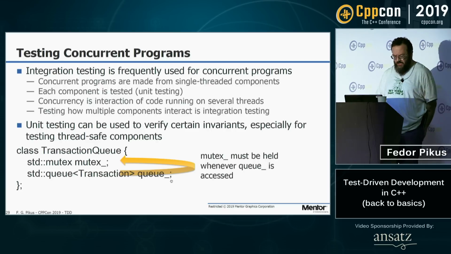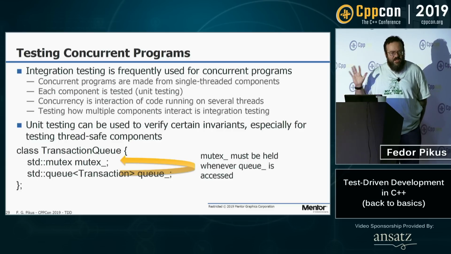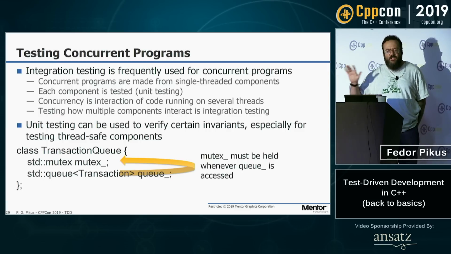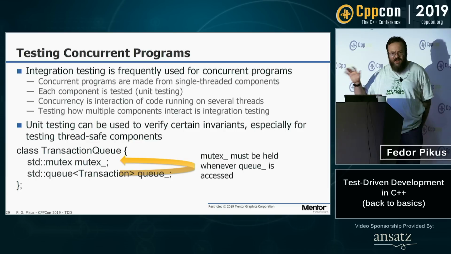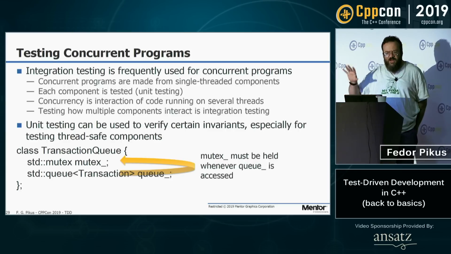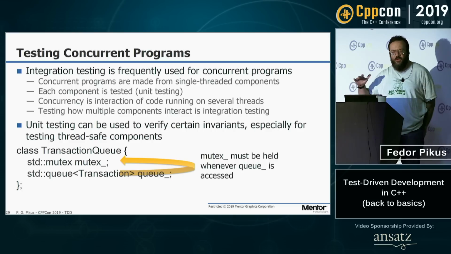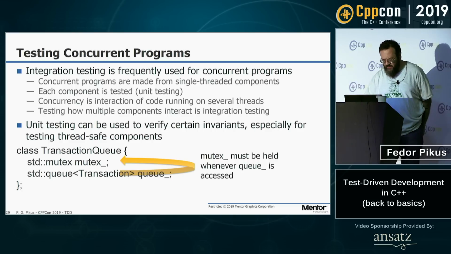You can do unit testing of concurrent programs. What you can do is you test for certain invariants. For example, every time the queue is accessed, this mutex must be held. That's a single-threaded environment. The calling thread must hold the mutex before it accesses the queue. If that's true, then you have a guarantee that nobody else will be able to access the queue, because another thread can't get the mutex. You don't need to test the other part to make sure that another thread doesn't access the queue, because you already tested that any thread that accesses the queue holds the mutex.